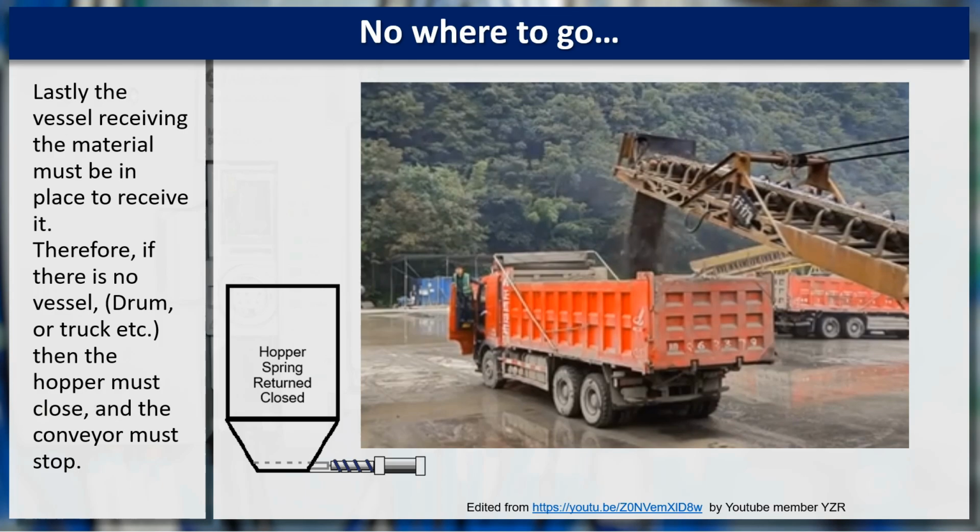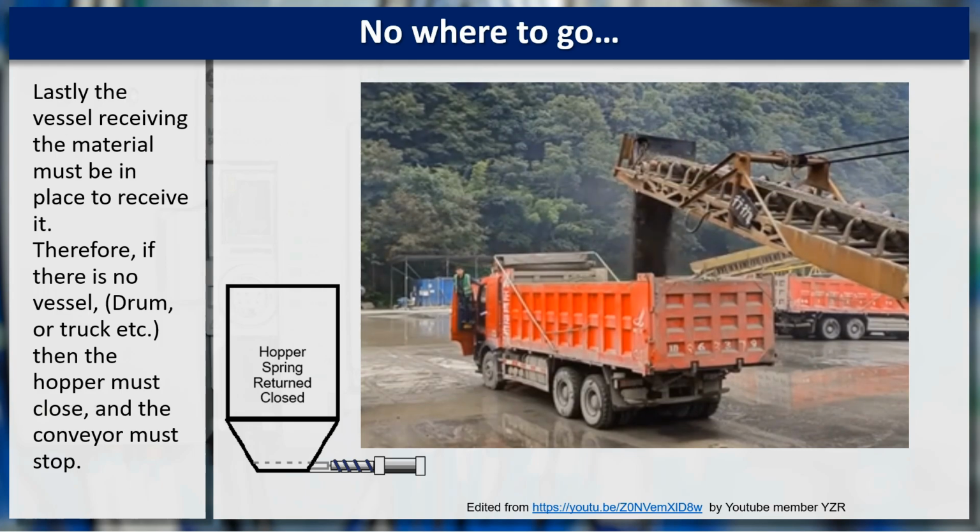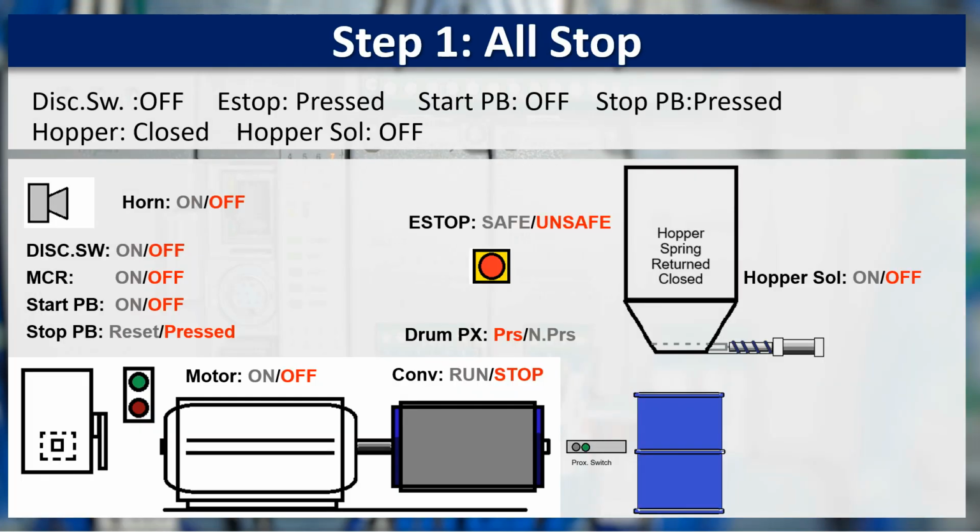Lastly, the vessel receiving the material must be in place to receive it. Therefore, if there is no vessel, no drum or truck, etc., then the hopper must close and the conveyor must stop. So this is a representation of the system as it would be in an as-found condition at the start of the day, all stopped.